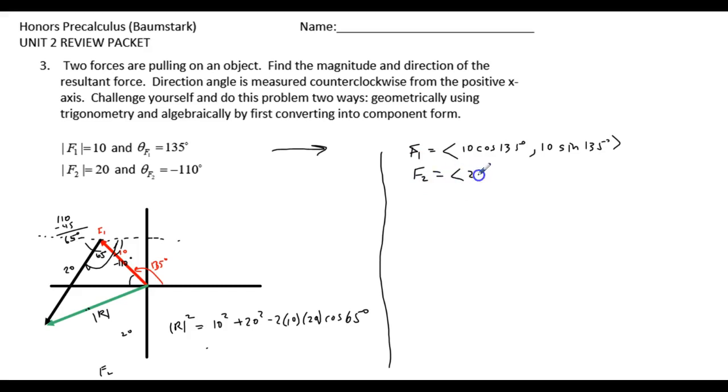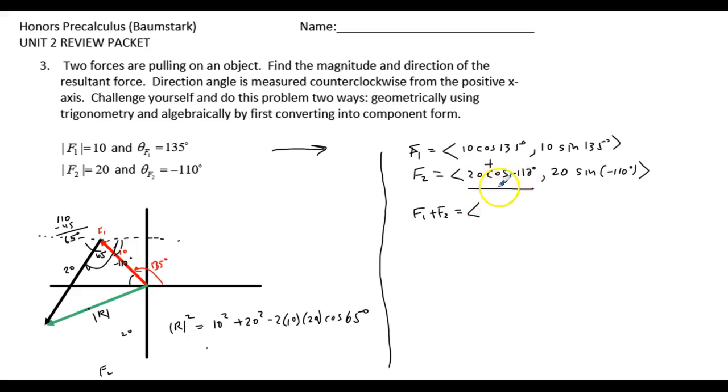F2 similarly is just going to be 20 cosine of negative 110. So I'm using that unit circle idea here when I'm converting from polar form, or direction magnitude form, to component form. This is 20 sine of negative 110. And so essentially what we're going to do is add those pieces here to get F1 plus F2.